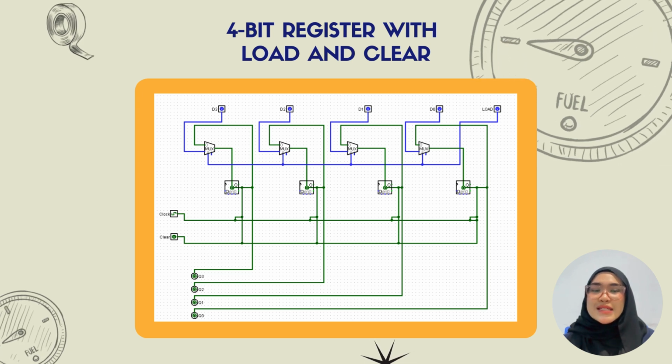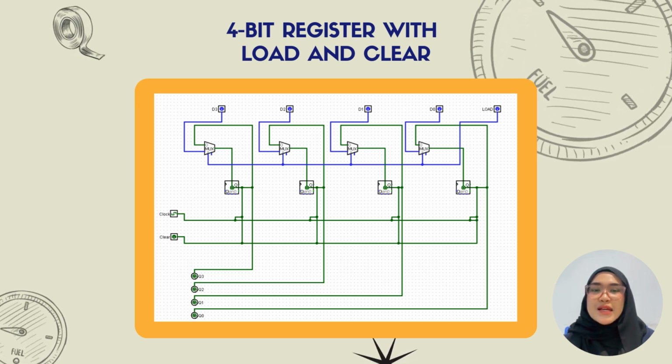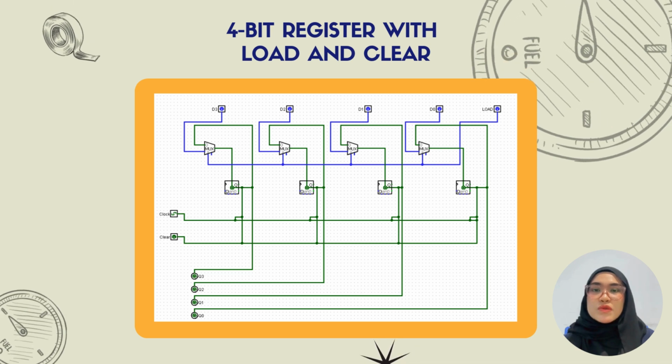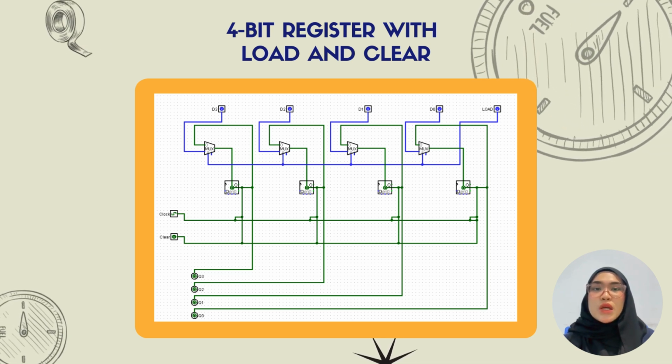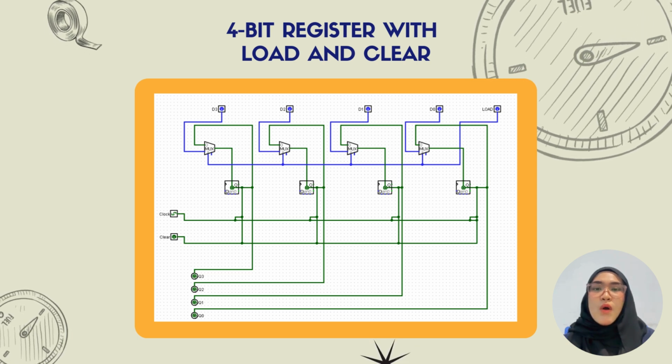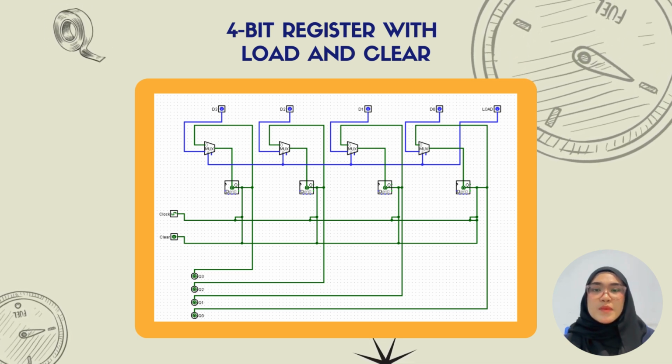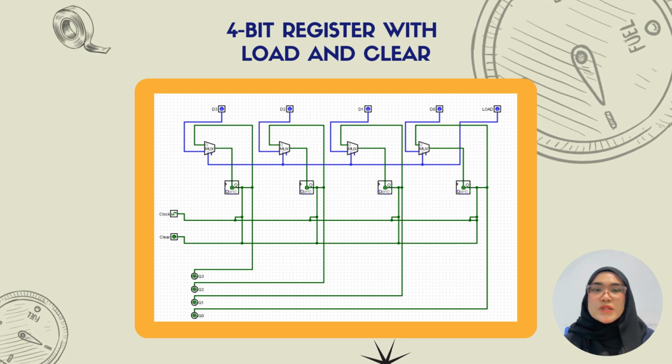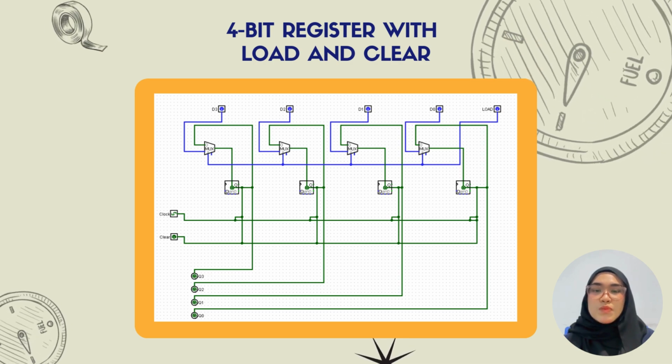When the load signal is active, the multiplexer selects the external inputs D3 to D0, so the register loads new data on the rising edge of the clock. When the load is inactive, the multiplexers feed back the current outputs, allowing the register to hold its previous value.